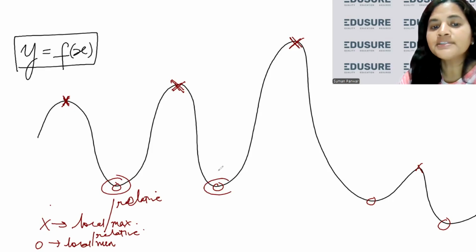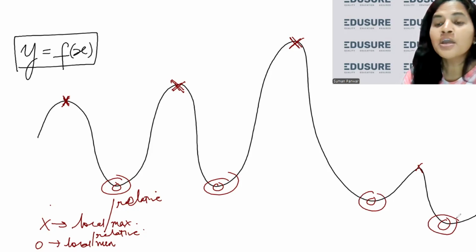Again, if you look at these dips, these are known as local or relative minima because they are taking the least value in their neighborhood. In their neighborhood, they take the lowest value. That is why these are known as local or relative minima.